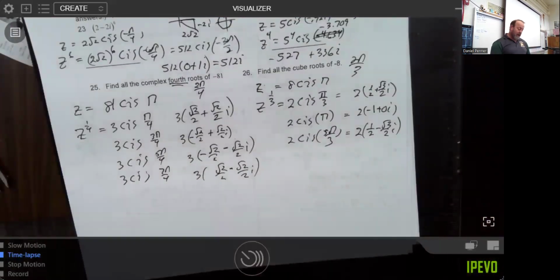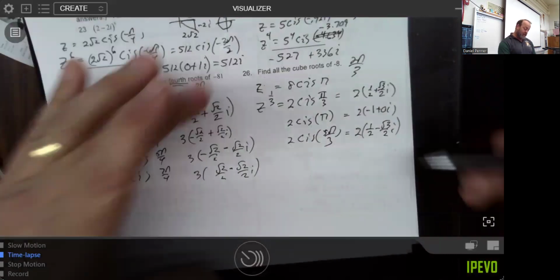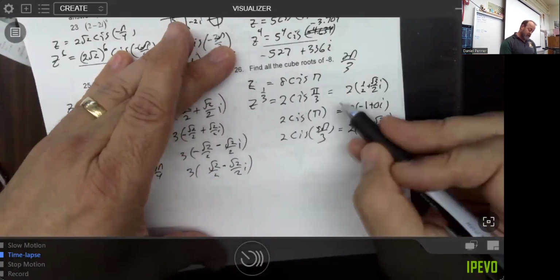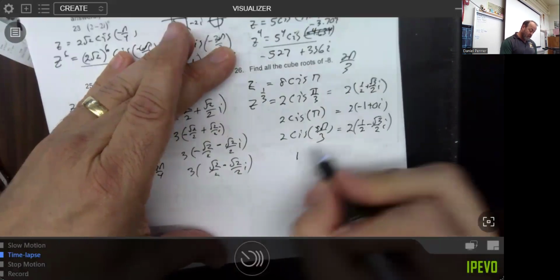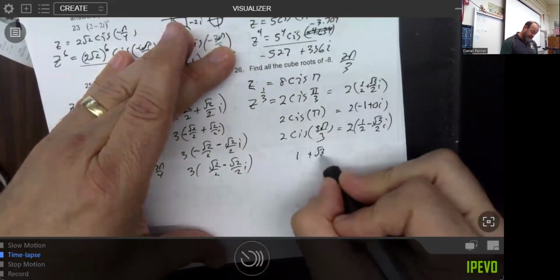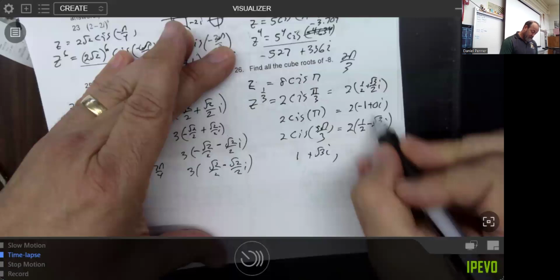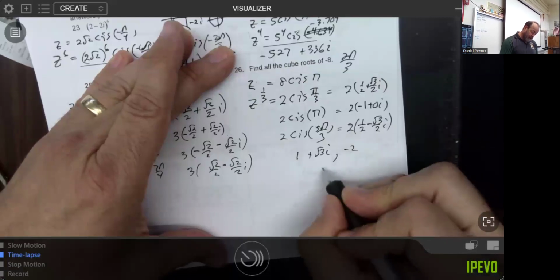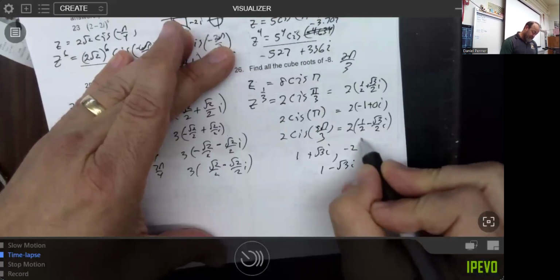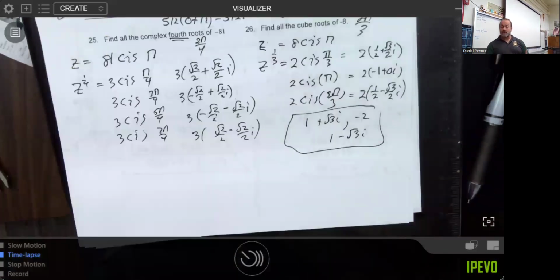Now, depending on how you want to do it, a lot of people will leave it this way, and some people would want to distribute that too and produce answers like 1 plus root 3 i, -2 even, and 1 minus root 3 i. These are probably a little easier answers to understand.